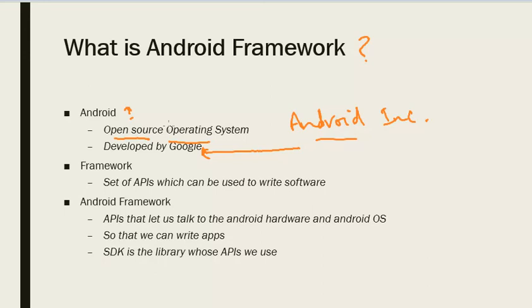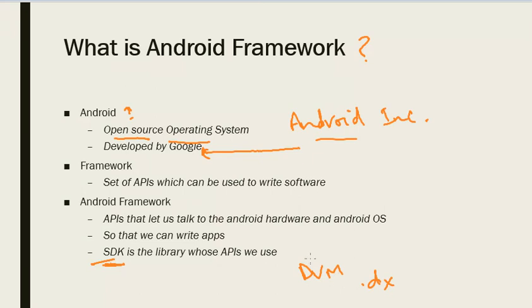Of course, it also contains this software development kit. SDK is the software development kit, the library, of course, where all these APIs are located. And of course, this Android framework or Android SDK is based on this Dalvik virtual machine, DVM, and it creates these .dex files after compilation.